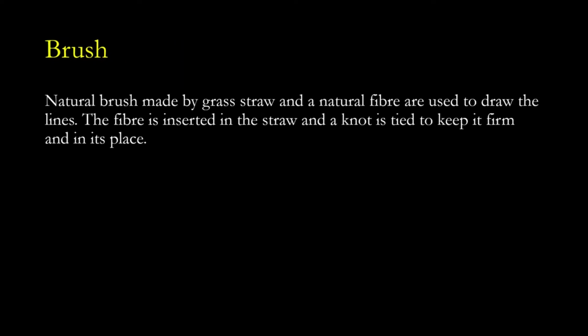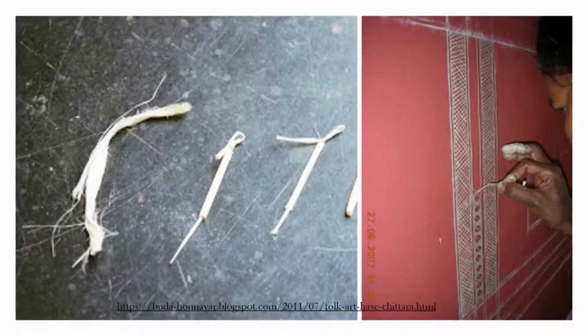Brush. The natural brush made of grass, straw and a natural fiber is used to draw the lines. The fiber is inserted in the straw and a knot is tied to keep it firm and in place like this. So, the brush is made with natural fiber and it is tied to a knot, so that the artist gets a firm hold of it.